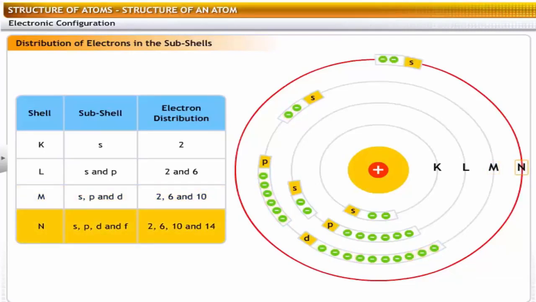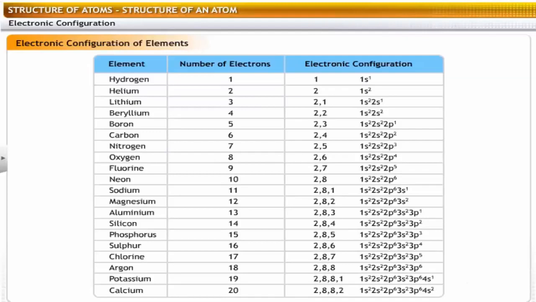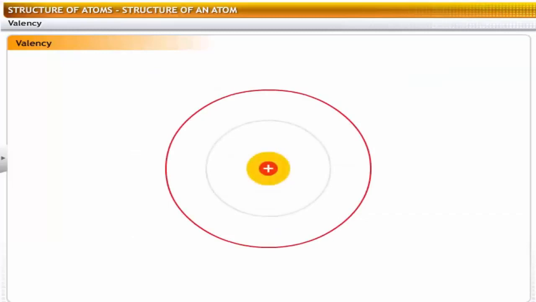Next is the N shell with S, P, D, and F subshells accommodating 2, 6, 10, and 14 electrons respectively. Let's observe the distribution of electrons in the given 20 elements. Electrons in an atom are arranged in definite shells. The electrons which are present in the outermost shell of an atom are referred to as valence electrons. From the octet rule, an outermost shell of an atom can accommodate 8 electrons.